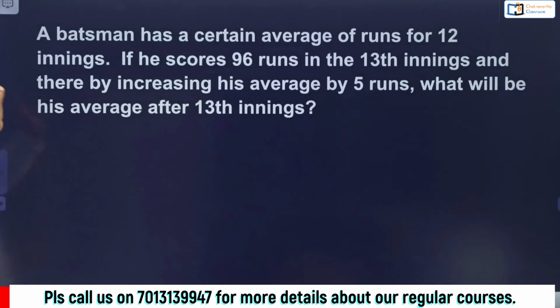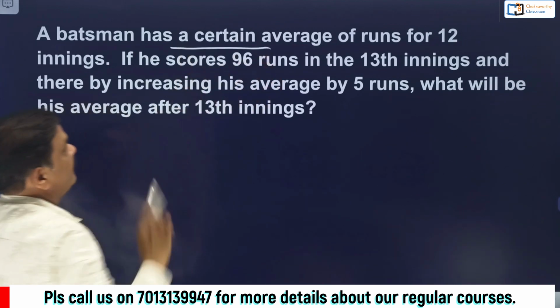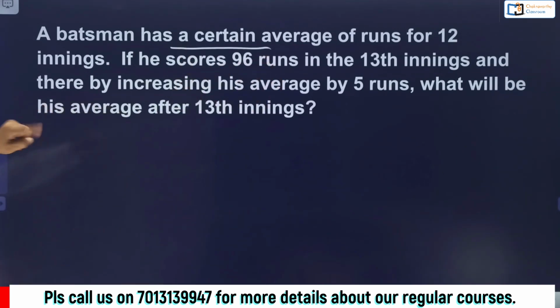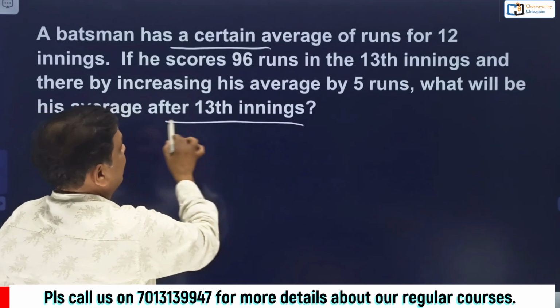What is this? A batsman has a certain average of runs for 12 innings. Simple. In 12 innings, he has a certain average. We don't know what that average is. If he scores 96 runs in the 13th innings and thereby increases his average by 5 runs, what will be his average after the 13th innings?